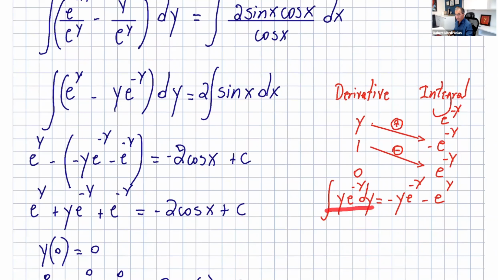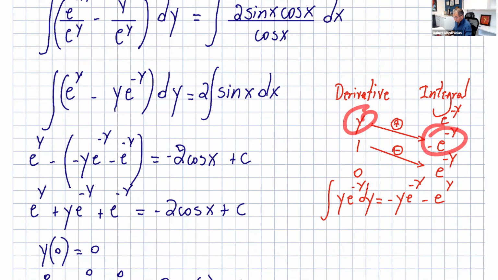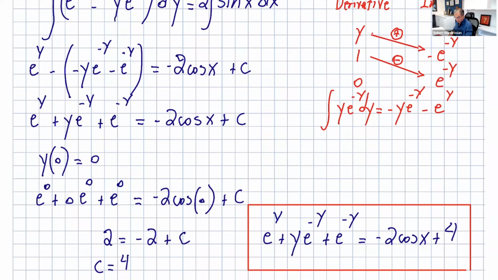Or you can do this by parts. This is just a shortcut, the tabular method. So the integral of y e to the power of negative y dy is that times that, the plus sign, but it's negative, and it's minus that times that. So that's where I substituted here. Distribute the negative sign. That's what you get on the right side, and that's what we have on the left side and right side.